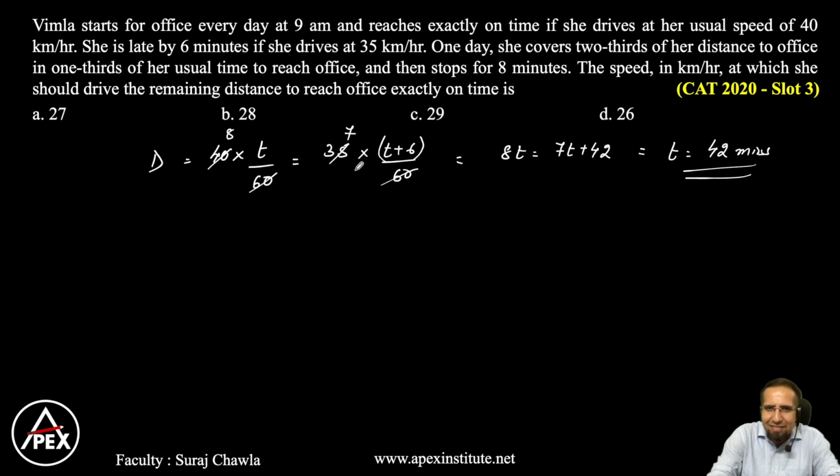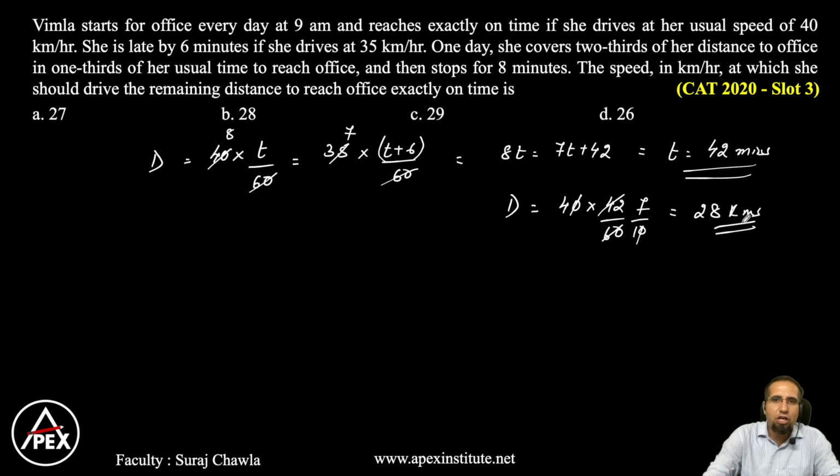So, what is the distance? Because the next part says one day she covered 2/3 of the distance. So, let's calculate the distance also. The distance is going to be 40 into 42 divided by 60. Clear? So, this is going to be 6 7s are 42, 6 10s are 60, and 0 0 gets cancelled. So, the distance is going to be 28 kilometers.